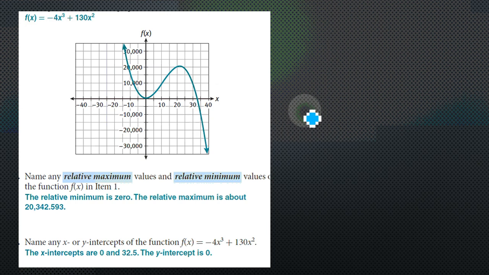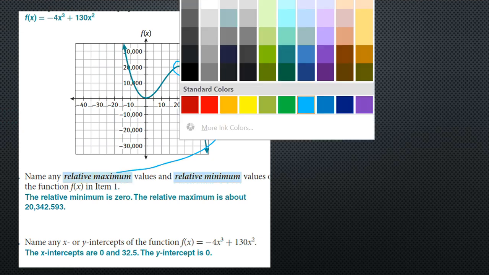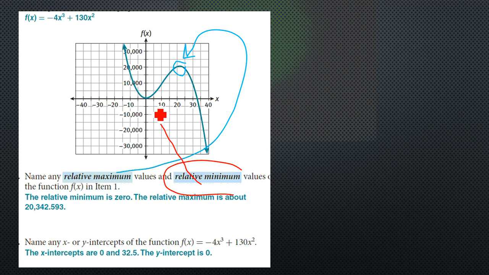A couple of pieces that we already talked about in a previous video were relative maximums. There's a relative max right there. It's that point. And then relative minimums. Okay, we've got a relative minimum right there. And those are just bottoms of the hills are relative minimums. Think about bottom of a hill. And then tops of hills are relative maximums.